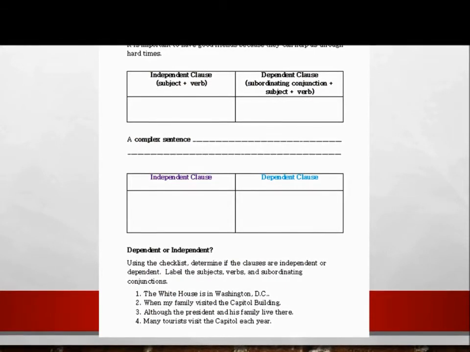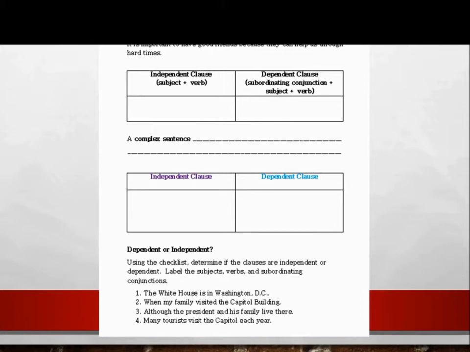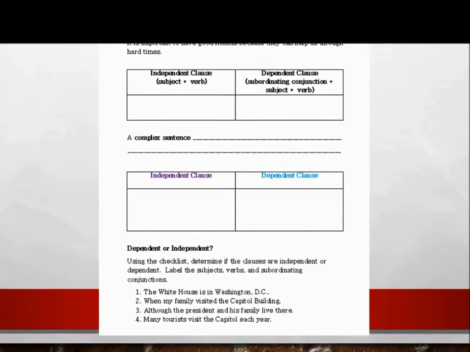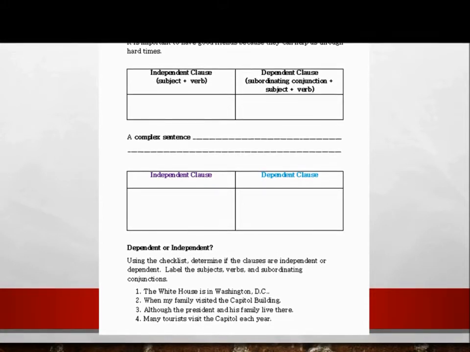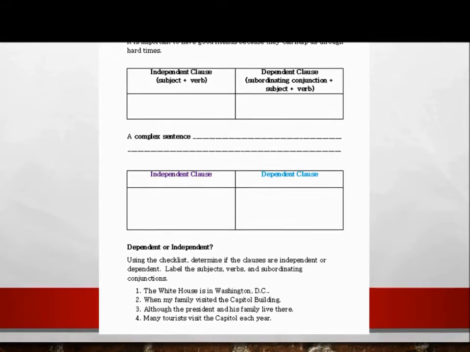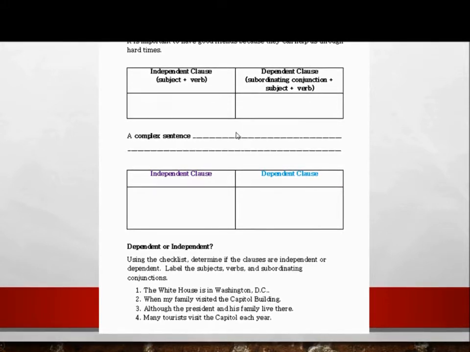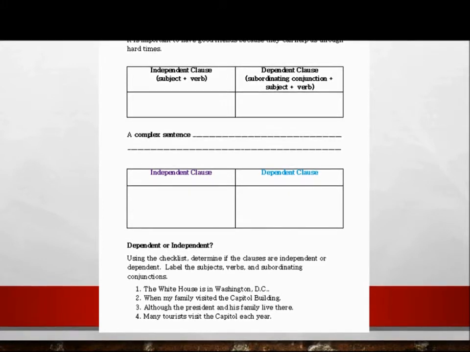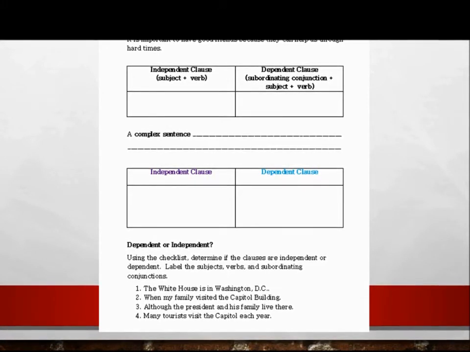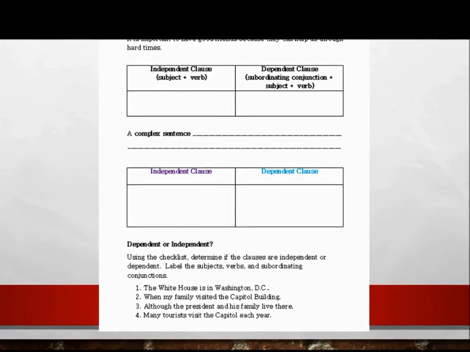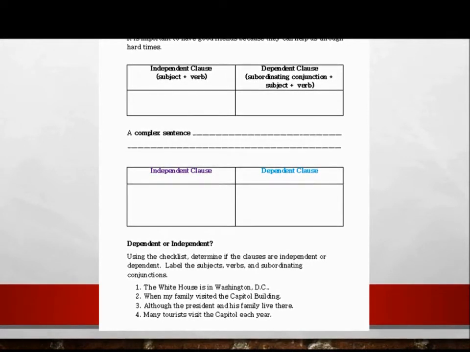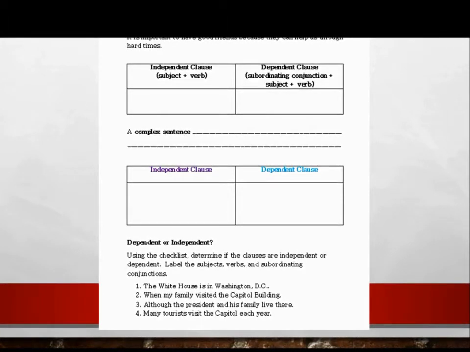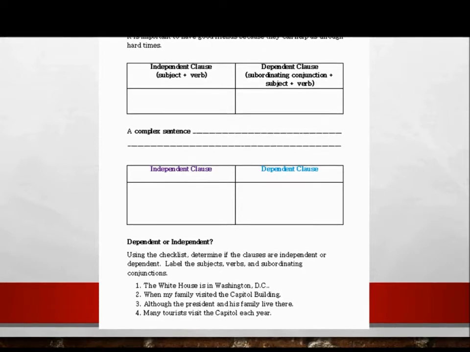You should have this guided notes paper right in front of you, entitled Anatomy of a Complex Sentence, so that you can take notes while you are watching the video. Alright, so let's get started. At the top of this paper, we have a sentence that says, "It is important to have good friends because they can help us through hard times." This is a complex sentence. I have an independent clause and a dependent clause that are connected together, which makes this sentence a complex sentence.